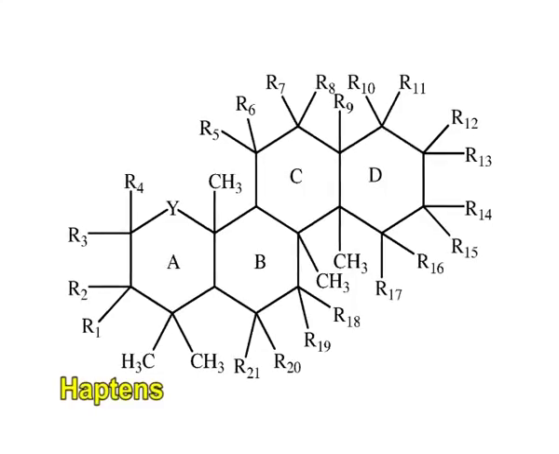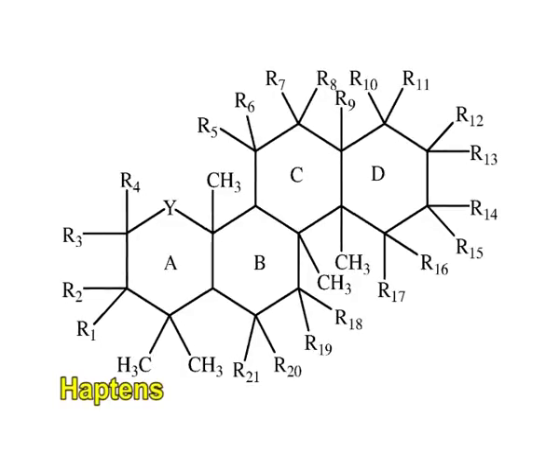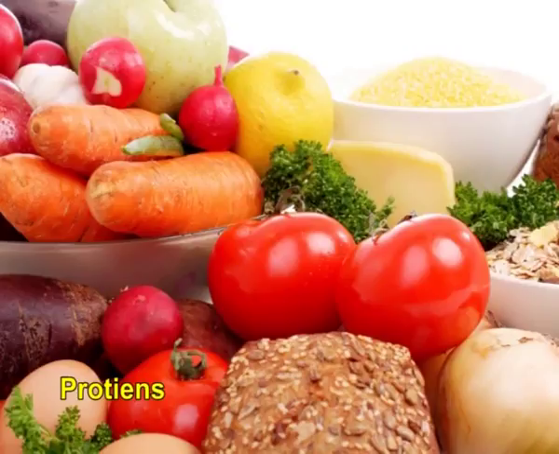Next is haptens. Haptens are small molecules that elicit an immune response only when attached to a large carrier such as a protein. The carrier may be one that also does not elicit an immune response by itself.